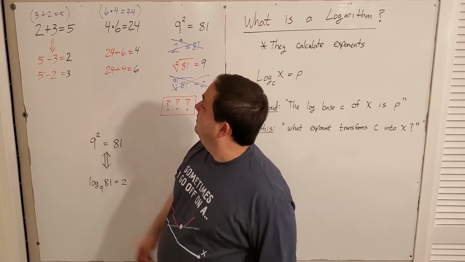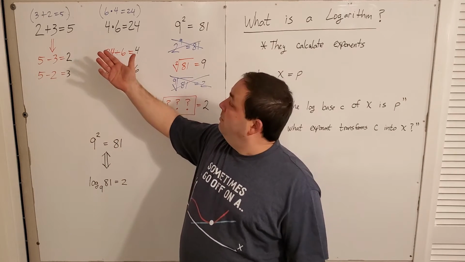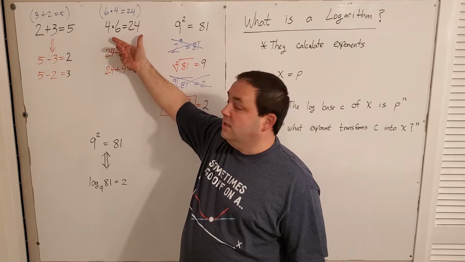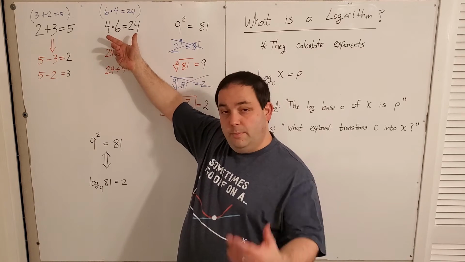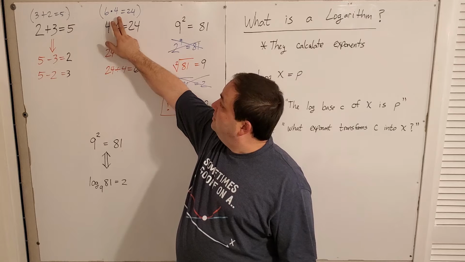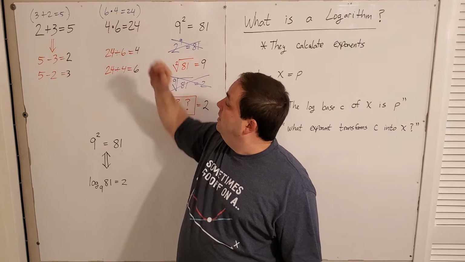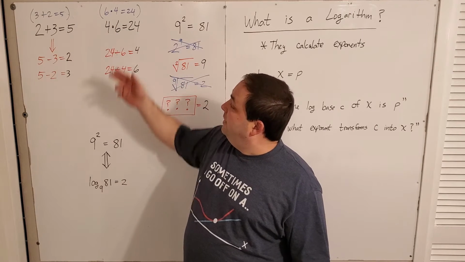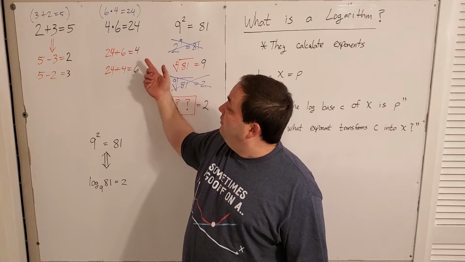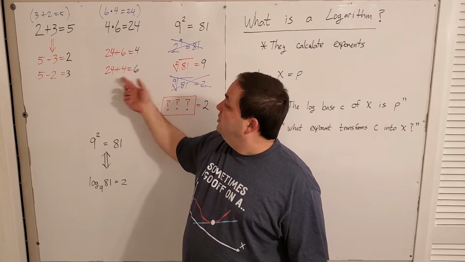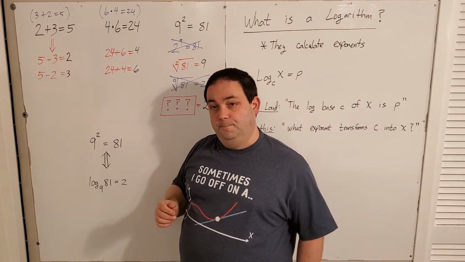Okay? I can do something similar with a multiplication fact. 4 times 6 is 24. Has the ability to commute. So 6 times 4 is 24. Okay, well, the same information can then be rewritten. 24 divided by 6 is 4, and 24 divided by 4 is 6.